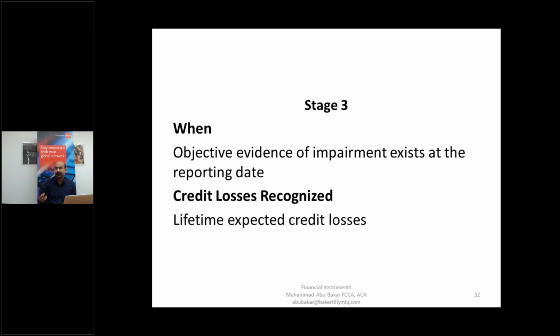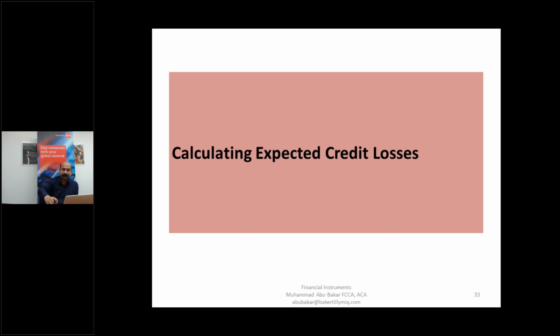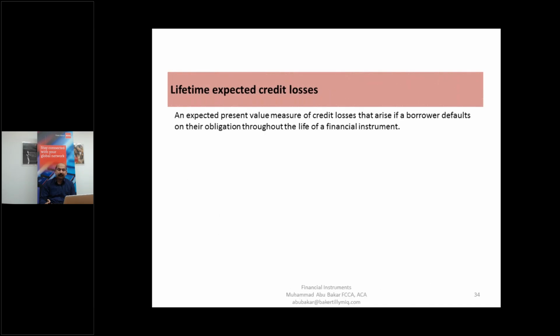Now, the next important point is, how can we calculate expected credit losses? First of all, let's discuss the lifetime expected credit losses: an expected present value measure of credit losses that arise if a borrower defaults on their obligation throughout the life of a financial instrument. So this is basically the present value of the credit losses that arise if the borrower defaults on their obligation throughout the life of a financial instrument.